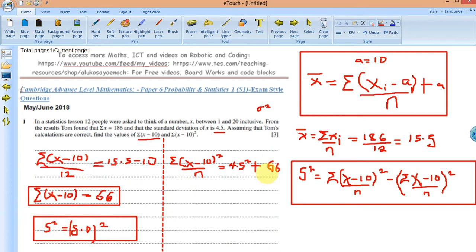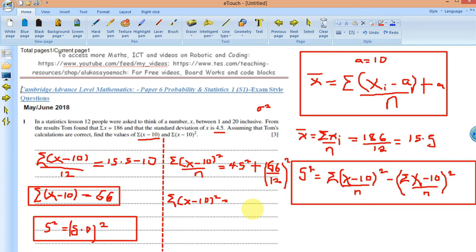Then over n, my n is what? My n is 12, over 12. Then all square. Okay, guys, let me just go ahead and finish up now. So I will use this, what I'm looking for, summation x minus 10 all square. The first thing is, let me just use my calculator, because I'll use this n to multiply whatever I have there. So let me use my calculator now.